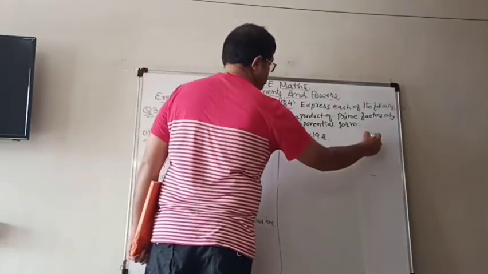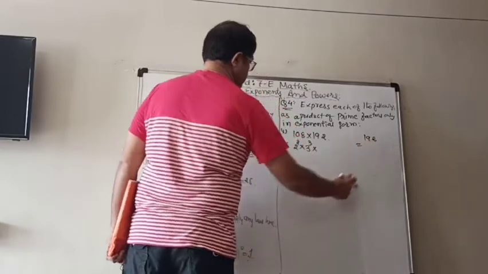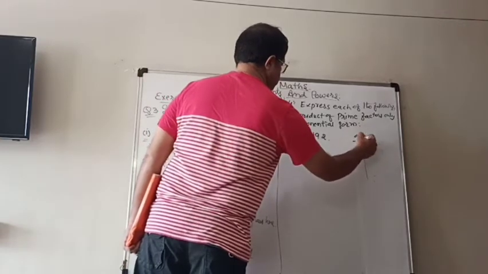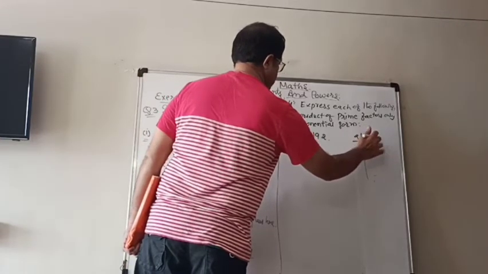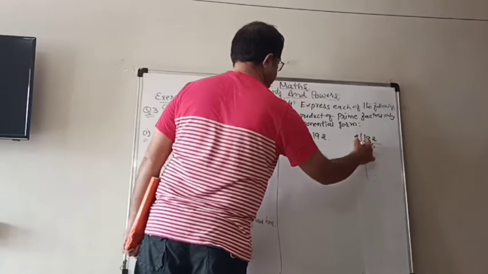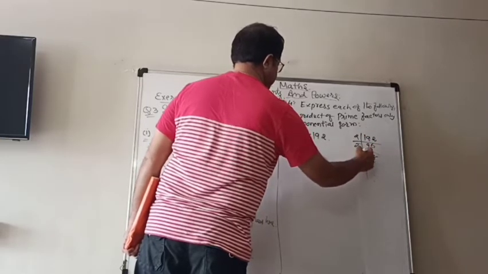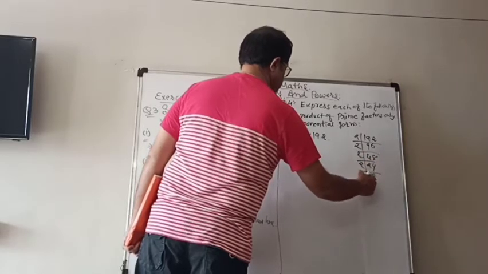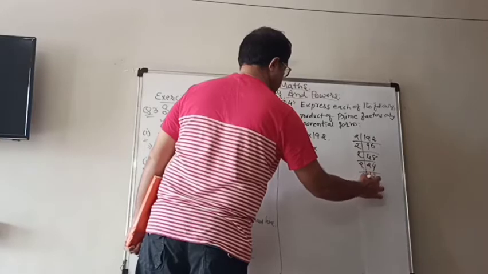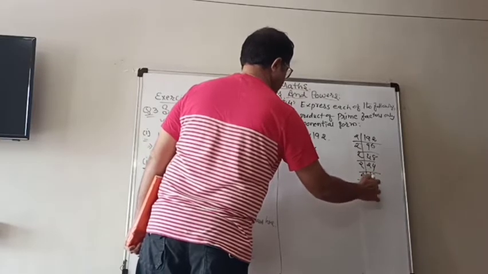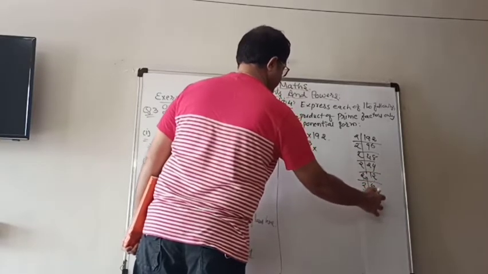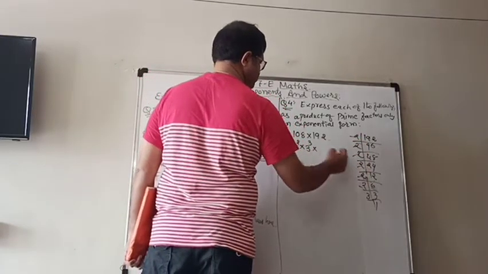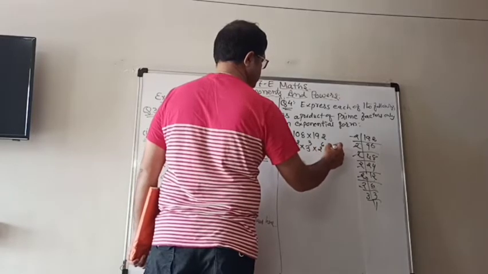Similarly, 192. 9 twos are 18, 6 twos are 12, 48, 24, 12, 6 twos are 12, and 3 ones are 3. So 1, 2, 3, 4, 5, 6 times. 2 raised to 6 into 3.